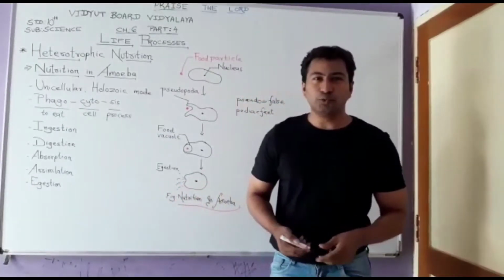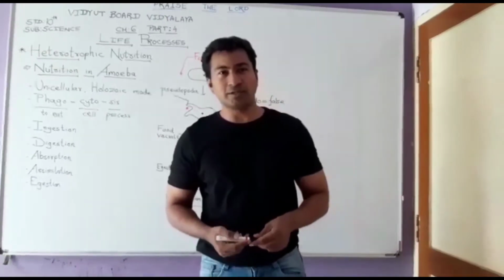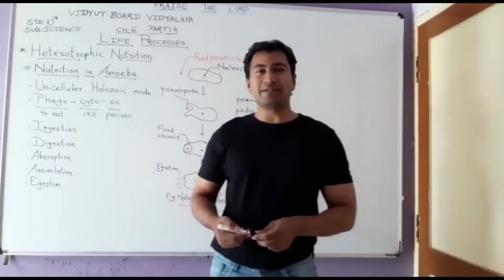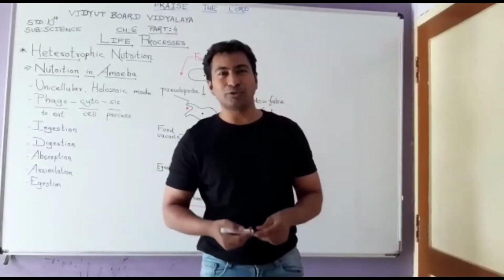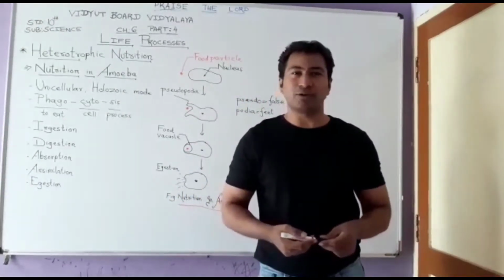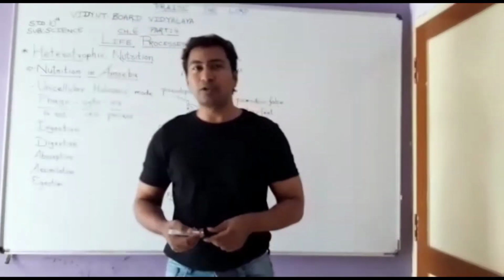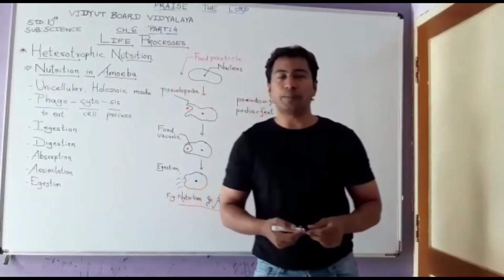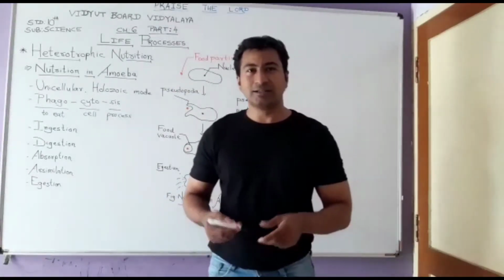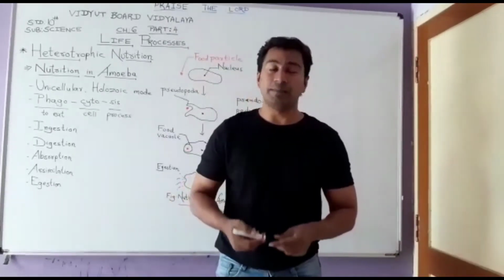So we are into the fourth part of the chapter, that is the life processes for 10th standard science. Well, in the last class we have discussed the heterotrophic nutrition and the three major types of heterotrophic nutrition. Now today we shall focus on one of the subtopics for the heterotrophic nutrition, that is the nutrition in case of the animal, that is the amoeba.